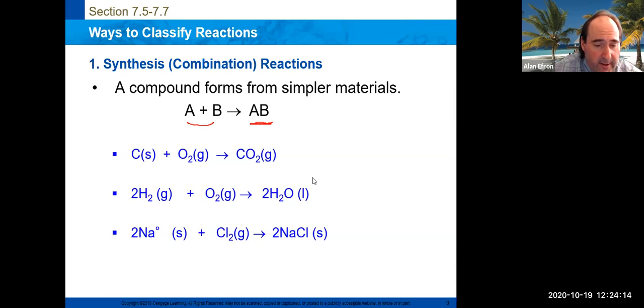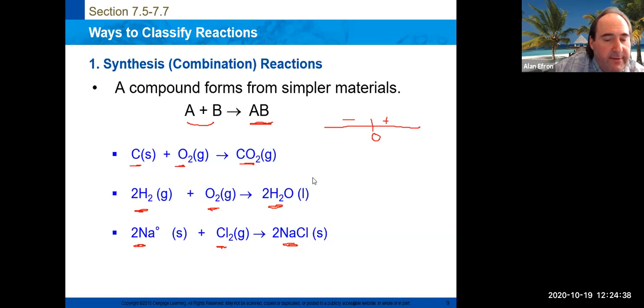So again here, 2 things make 1 thing, a synthesis reaction. Again, 2 things make 1 thing, a synthesis reaction. Now, this guy and all these guys are also, at the heart of it, redox reactions.